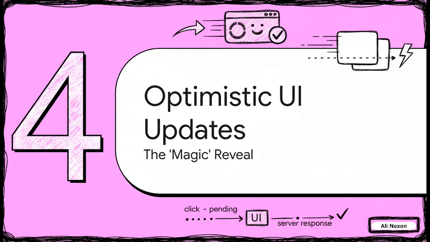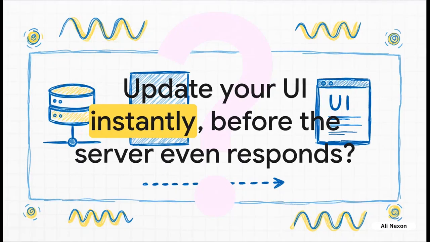I'm talking about Optimistic UI. I want you to just think about this for a second. What if your UI could update instantly, before the server even gets back to you? Imagine a user posts a comment and it just appears in the list right away, like there was zero network lag. That's the whole idea behind optimistic updates.